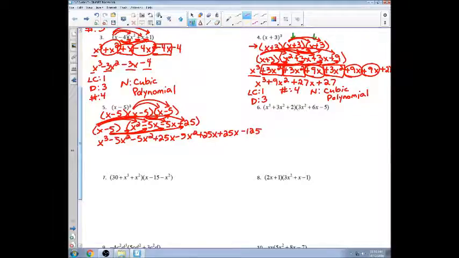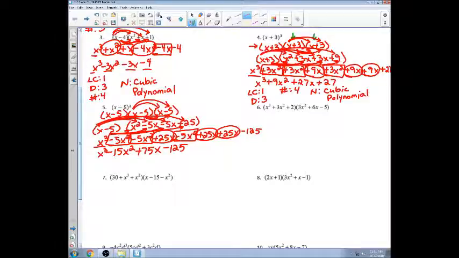All right. So now, again, we need to combine like terms. The highest exponent I have is x to the third, so I'm going to have x to the third first. Then I have negative 5x squared, negative 5x squared, negative 5x squared. So that would get me negative 15x squared. Then I have positive 25x, positive 25x, and positive 25x. So positive 75x minus 125.